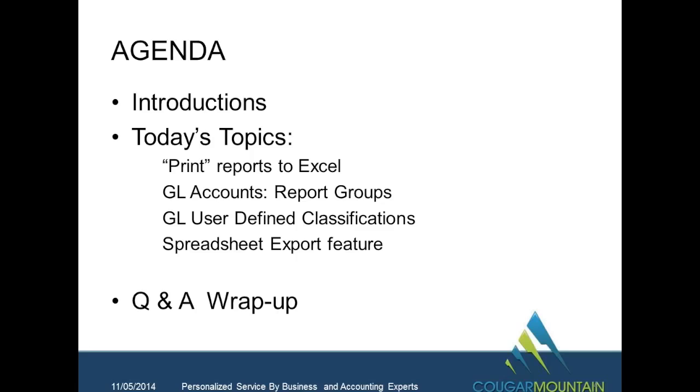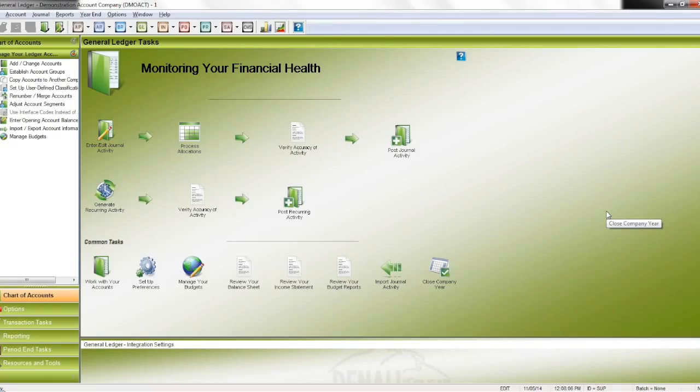Kevin went over a little bit how to print reports to Excel on last month's webinar, so I'm going to just review that with you guys, and we'll kind of go into Excel a little bit and show you how that works. And then we're going to talk about the different report groups and classifications that you can set up on your accounts in the general ledger so that when you use the spreadsheet export feature, it will bring in the data that you want, and you can use that data to create your own customized reports in Microsoft Excel. And then we're through with that. We'll go ahead and answer any questions we have with the time we have left in our chat. So with that, we'll go ahead and get started.